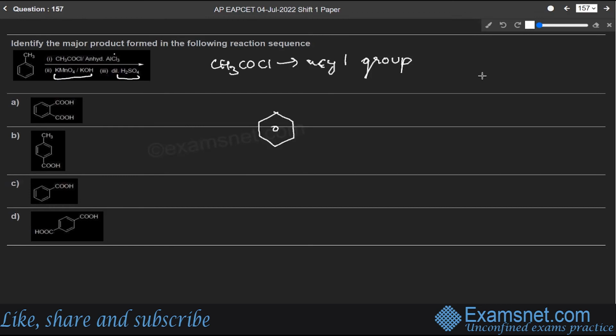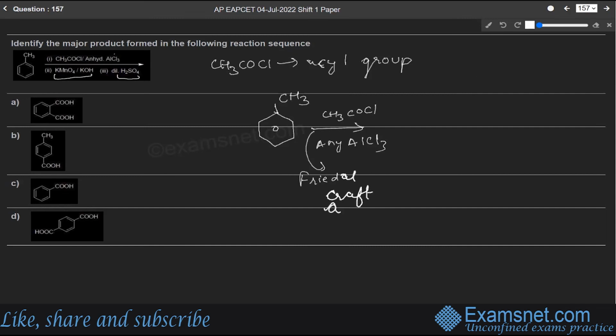This is a benzene ring, right? Toluene is given to you. This is known as toluene. And when you react it with this particular CH3COCl, anhydrous AlCl3, this is nothing but Friedel-Crafts acylation.